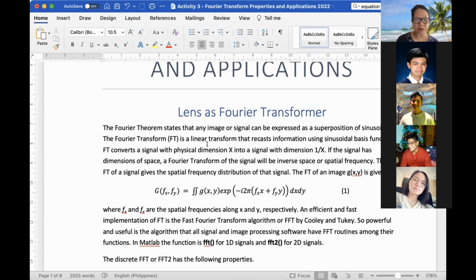The Fourier transform is a linear transform that recasts information using sinusoidal basis functions. FT converts a signal with physical dimension x into a signal with dimension 1 over x, which is why if you have a time signal, 1 over time is frequency. But if you have a space signal, x becomes 1 over x, or spatial frequency. Thus, the FT of a signal gives the spatial frequency distribution of that signal.